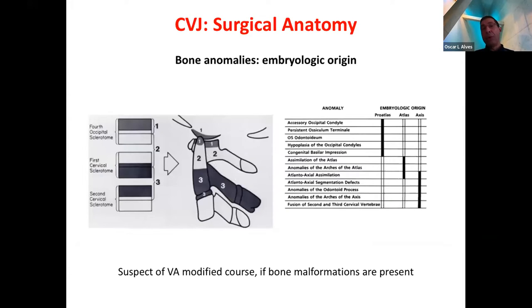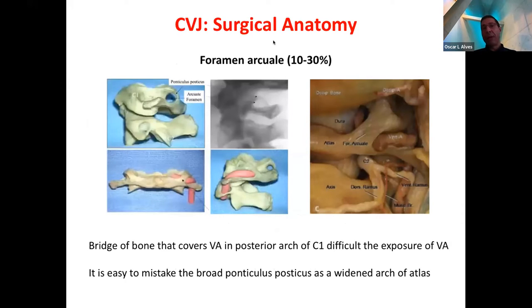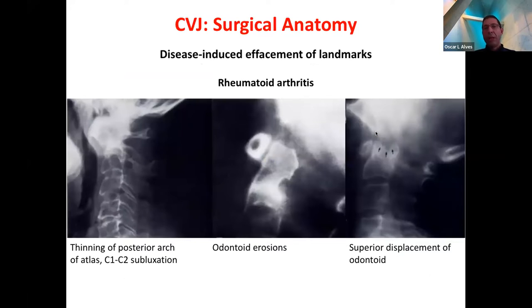And of course, if you have bone anomalies with different embryological origins, you should always suspect a modified course of the vertebral artery. Here are complete assimilation of the atlas and aplasia. So this will efface your anatomical landmarks for locating the vertebral artery. Or the foramen arcuale, which is quite common, can be mistaken for a widened arch of the atlas, and it will be very difficult to expose the vertebral artery laterally in the groove. Also, some patients can have tumors, but also other diseases, the classical example being rheumatoid arthritis, where you have disease-induced effacement of all these landmarks.